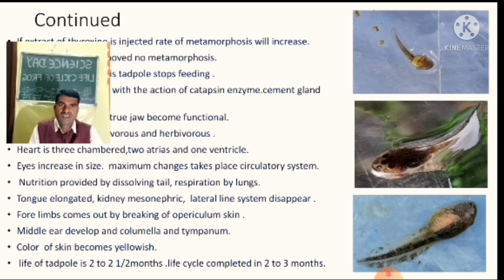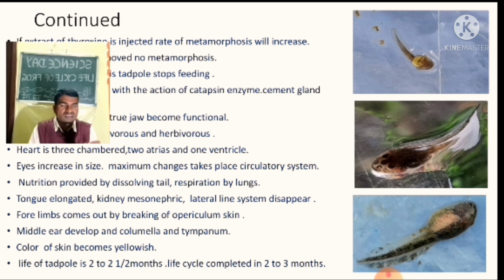The life cycle is completed in approximately 2 to 3 months. See here the ventral picture in the first diagram, where we can observe gills and hind limbs. In the middle diagram we can observe eyes. It looks like a fish-like structure now. In the third diagram we can observe gills and hind limbs coming outside somewhat.